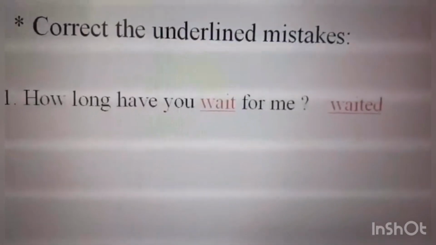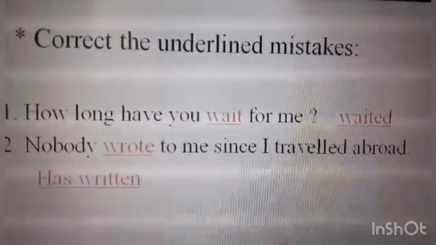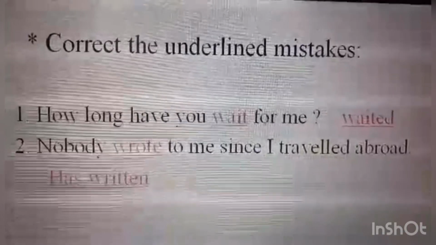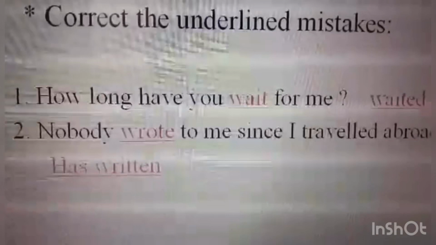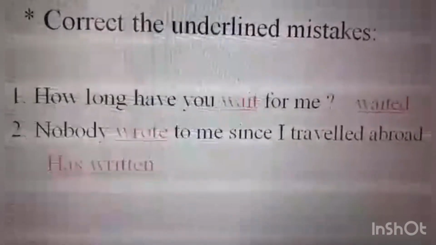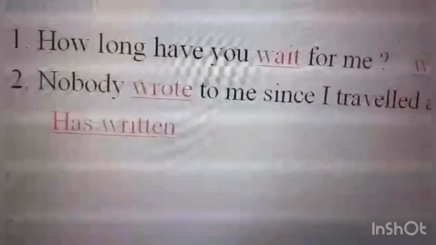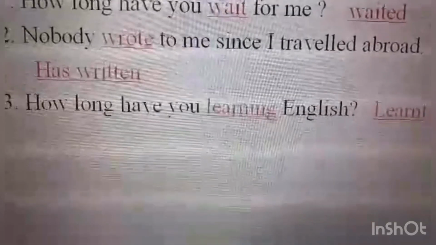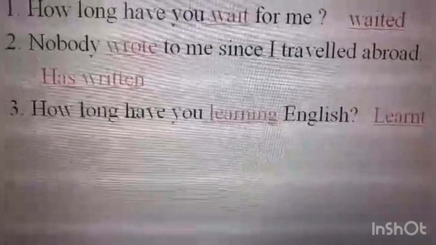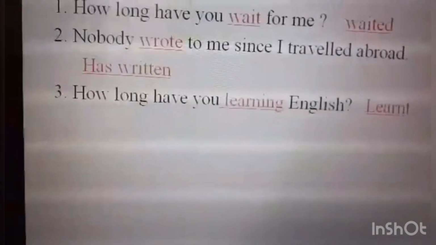Okay? Number 2. Nobody wrote to me since I traveled abroad. Here the mistake is wrote. Because we have a present perfect tense, wrote must be has written. Now number 3. How long have you learning English? Here learning is the main verb plus ing, so this is wrong. The correct form must be learned. Learned here is the past participle of the verb learn.